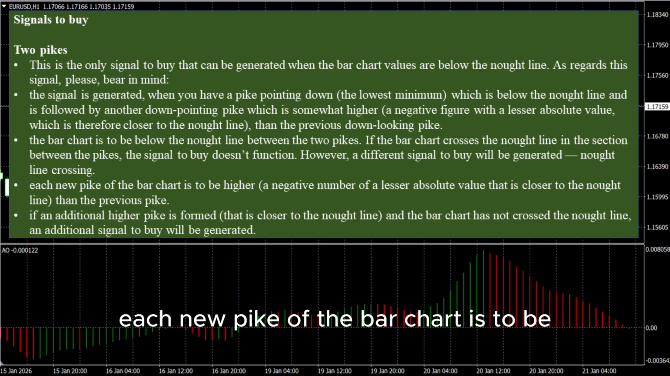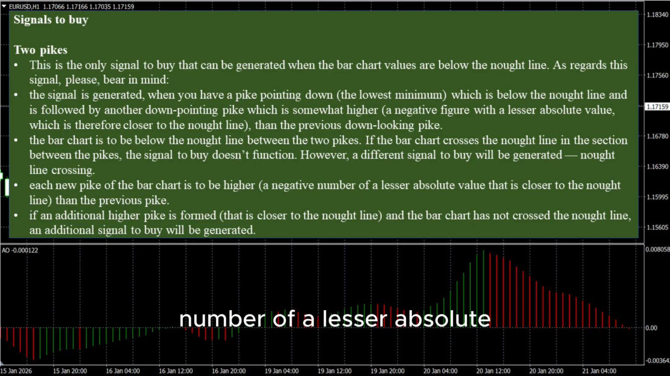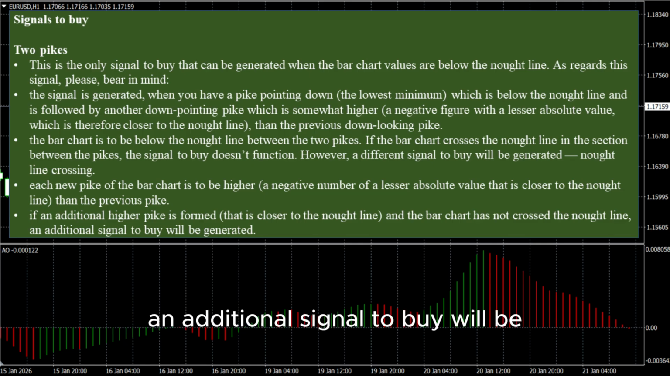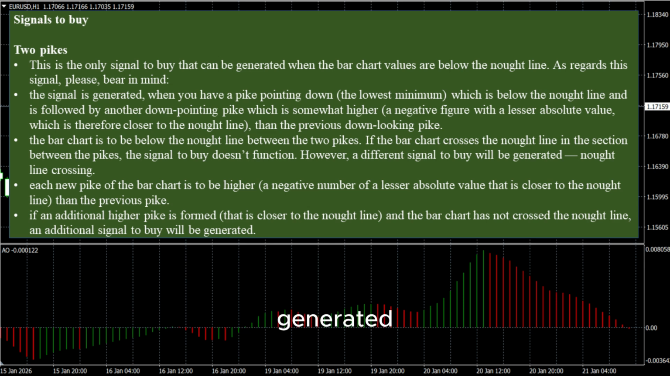Each new pike of the bar chart is to be higher, a negative number of a lesser absolute value, that is closer to the naught line than the previous pike. If an additional higher pike is formed, that is closer to the naught line, and the bar chart has not crossed the naught line, an additional signal to buy will be generated.